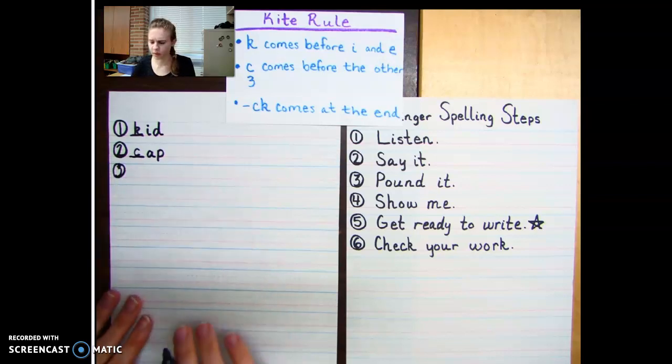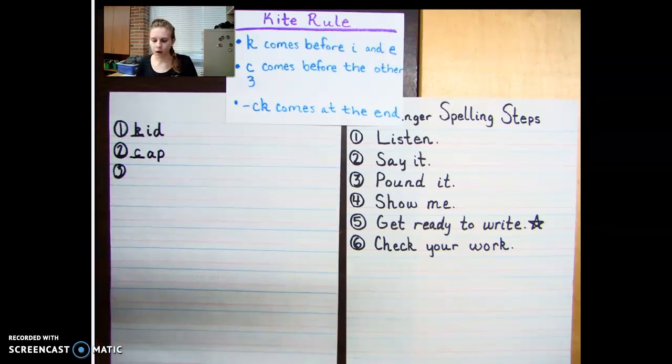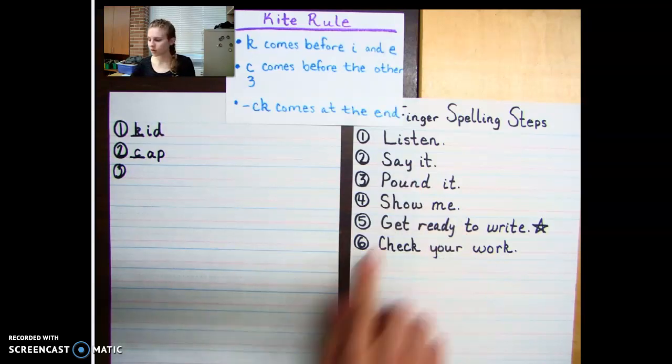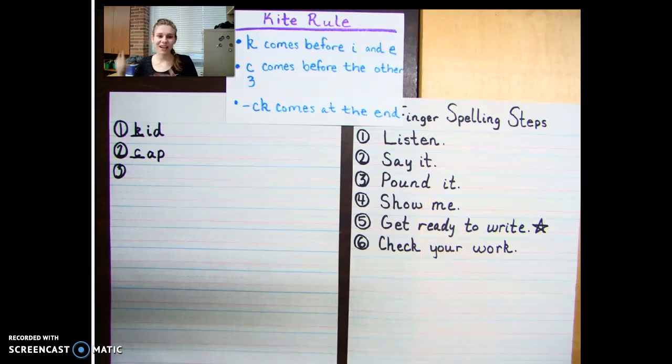That was a really messy 3, wasn't it? I should have been more careful. Okay, I want you to listen. The word that we are going to write is rack. Rack, like I put my dishes on the drying rack. Okay, say it, rack. Pound it, rack, rack. Okay, show me, rack.